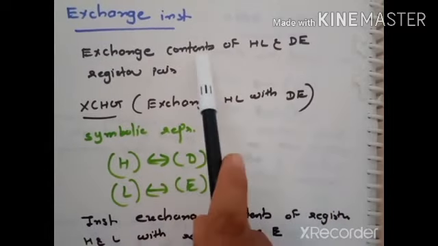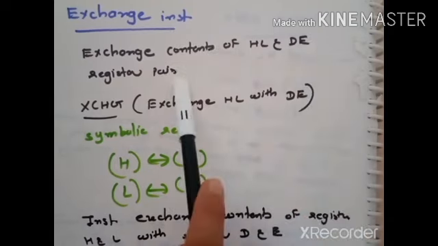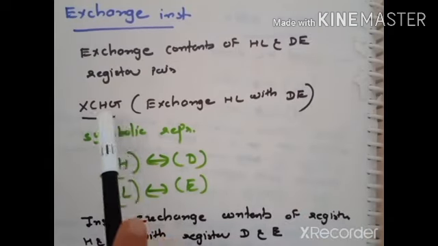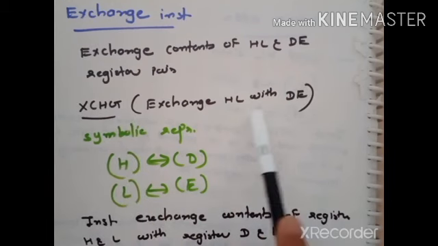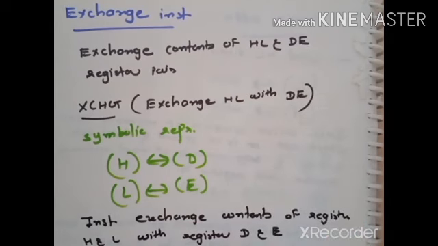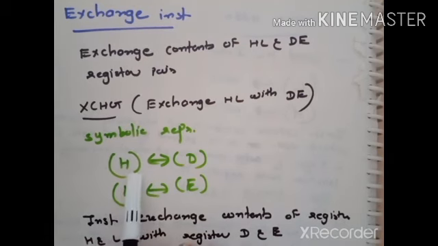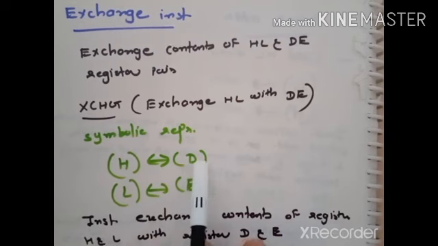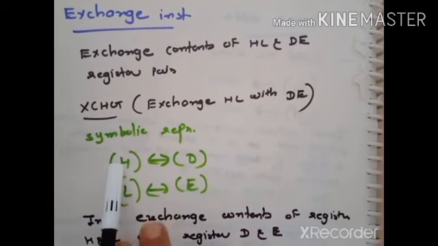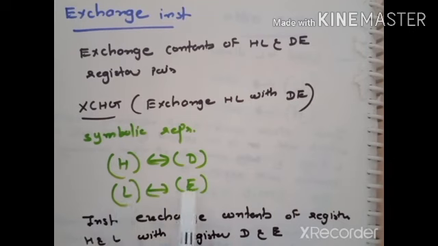Then the last group is exchange instruction. In this exchange, the contents of the HL and DE registers are exchanged, and for that the XCHG instruction is used. XCHG means exchange HL with DE. That means the content of HL is exchanged with the content of DE. Symbolic representation: the content of H is transferred to D and the content of D is transferred to H. Then the content of L is transferred to E and the content of E is transferred to L. This instruction exchanges the content of registers H and L with registers D and E.